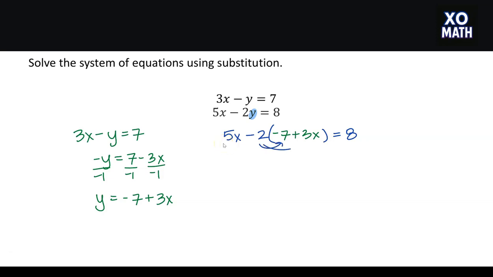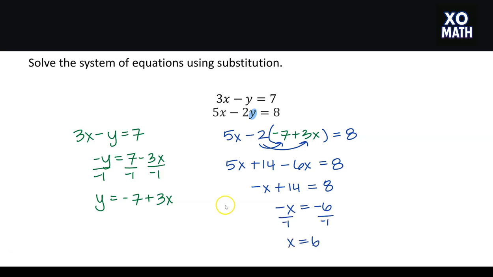We'll distribute the negative 2 to get 5x plus 14 minus 6x is equal to 8. 5x minus 6x is negative x, so we have negative x plus 14 is equal to 8. I'll subtract 14 from both sides of the equation to get negative x is equal to negative 6. So dividing both sides by a negative 1, I get x is equal to positive 6.